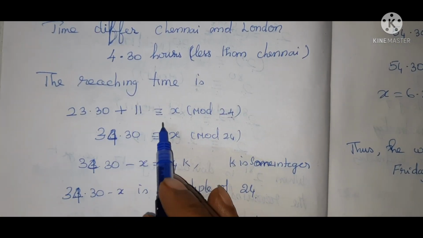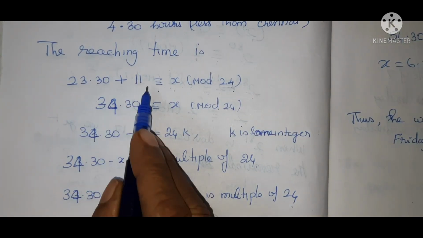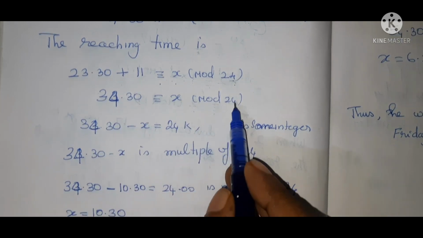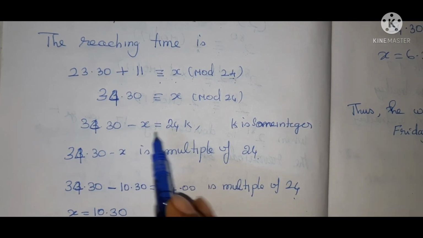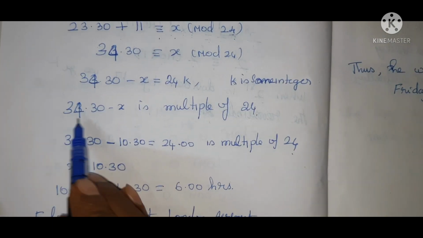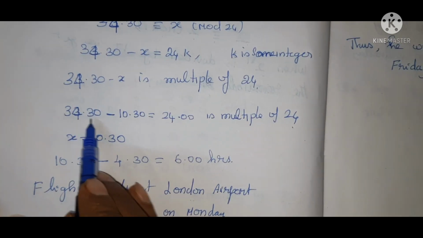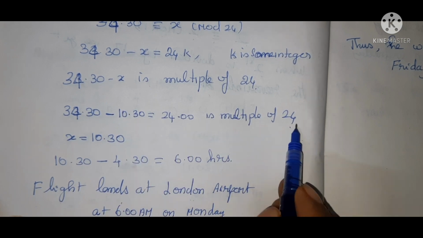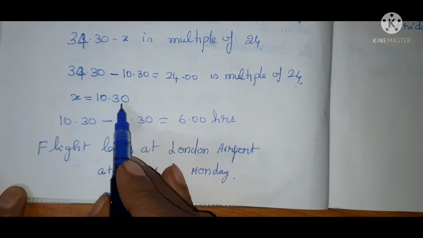23.30 plus 11 congruent to x mod 24. 23.30 plus 11 is 34.30, congruent to x mod 24. 34.30 minus x is equal to 24k, where k is some integer. 34.30 minus x is a multiple of 24. 34.30 minus 10.30 is equal to 24, which is a multiple of 24. So x is equal to 10.30.